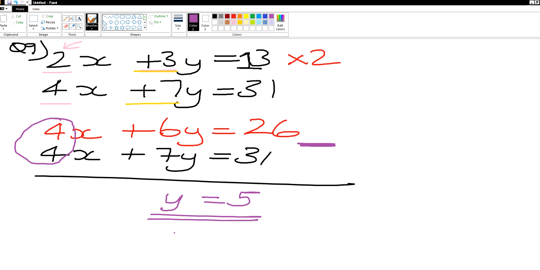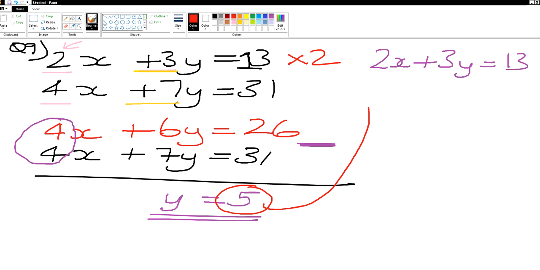Now that we worked out the value of y, we need to work out the value of x. So 2x plus 3y is equal to 13. Grab the 5 and it goes where? There. So 2x plus 3 times 5 is equal to, okay, lovely. Okay, now what's 3 times 5?